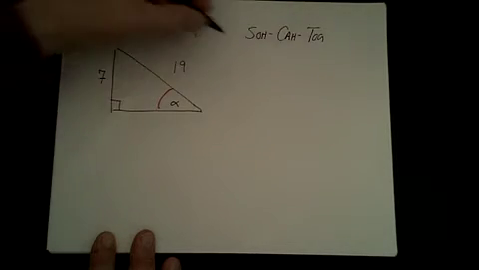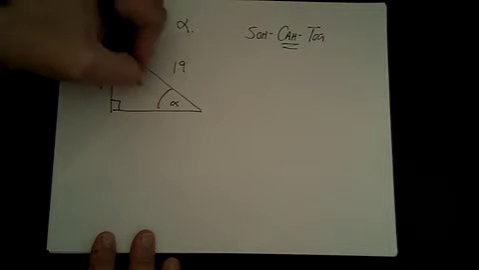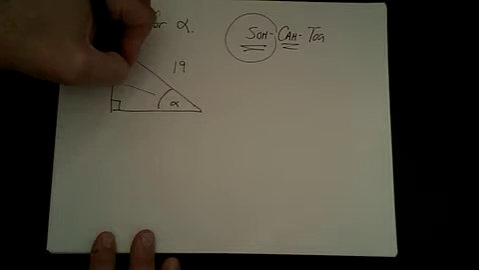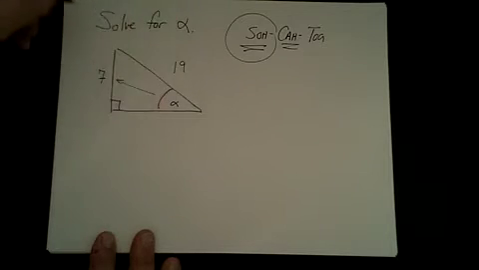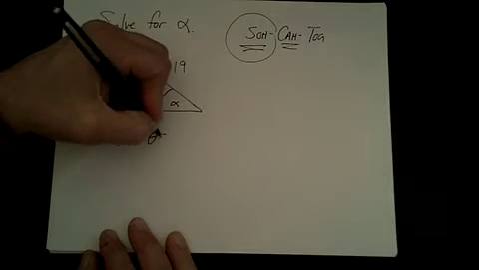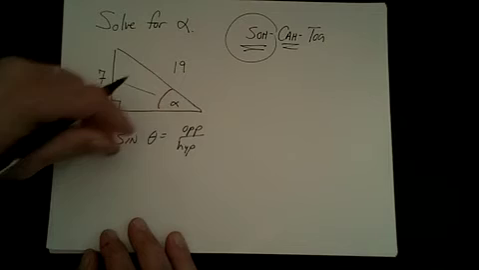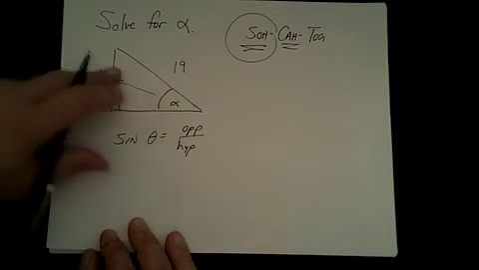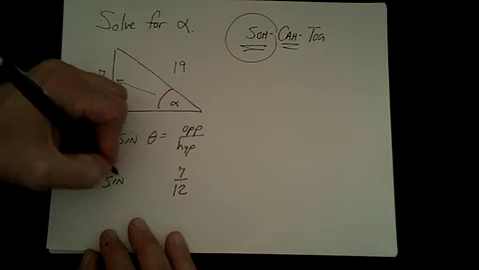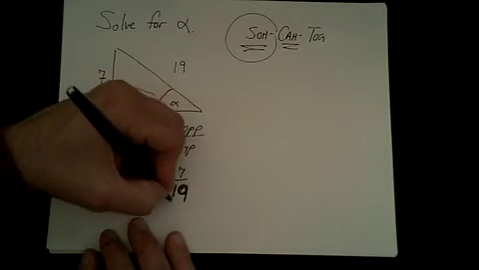Since we have the opposite and the hypotenuse, we're going to use sine. So sine theta is equal to opposite over hypotenuse. I always write part of the problem down. We know in this case it's 7 divided by 19, so sine of theta is equal to 7 over 19.